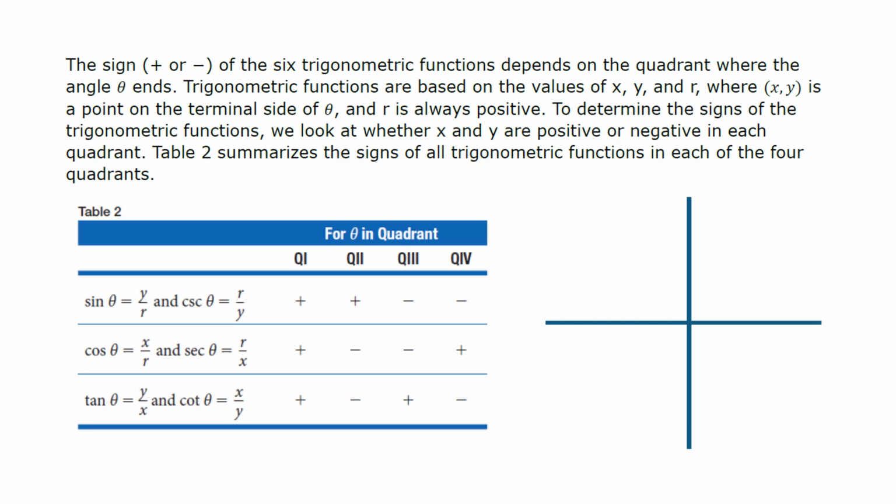Okay, and so we have a quadrant here, and I'm just going to draw my arrows. We're going to use this to help us. Our coordinate plane here has 4 quadrants. So we have quadrant 1, quadrant 2, quadrant 3, and quadrant 4.